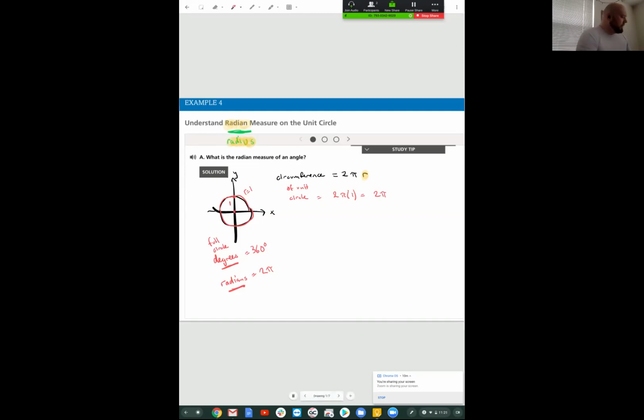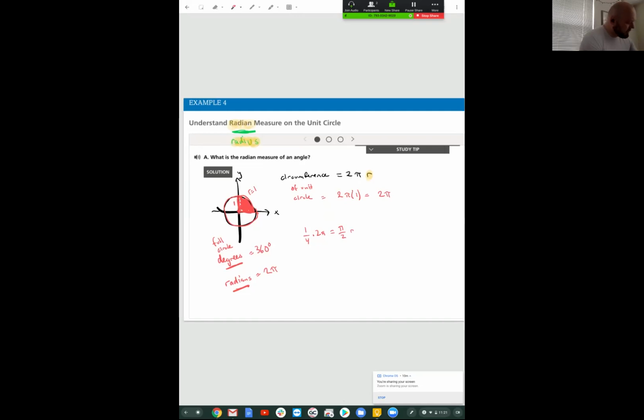So the radian measure of an angle: if a full circle is 360 degrees, then some angle, let's say a 90-degree angle. Well, 90 degrees is 1/4 of your circle. What's 1/4 of 2 pi? If you did 1/4 times 2 pi, you would get pi over 2. So pi over 2 is the radian measure of a 90-degree angle.